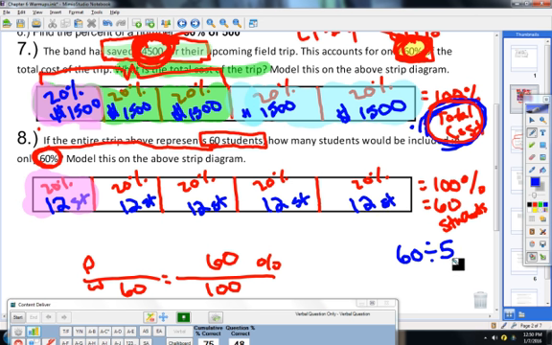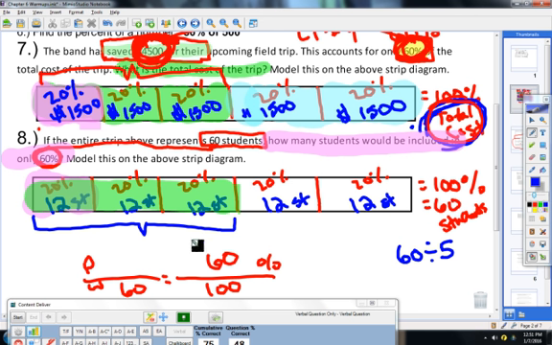Everybody cool with that? Now, answer the question. How many students would be included in 60%? So how many of these boxes do I need to count up? 1, 2, and 3. So, how many students are represented right there in that strip? 36. Do you guys see how I did that?